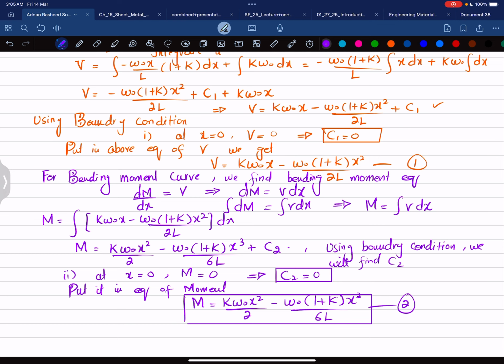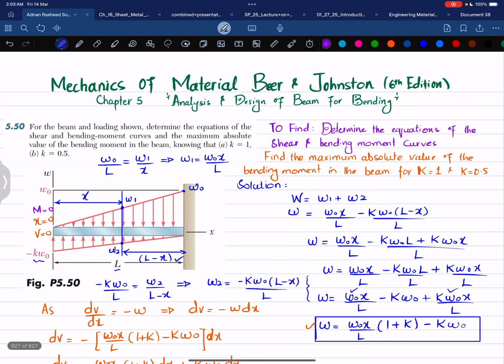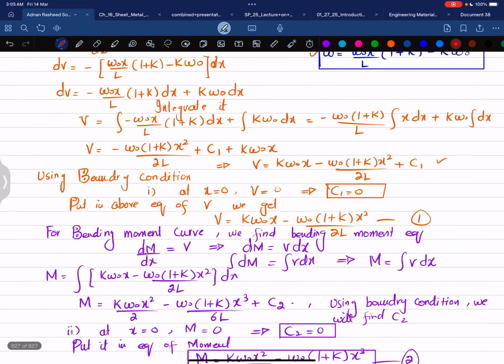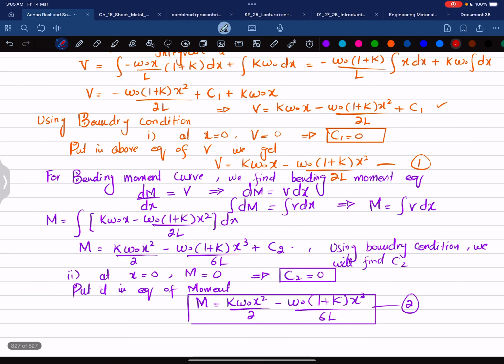Now we have solved the first part, which is to determine the equation of shear force and bending moment curves. So let's move towards the second part. Find the maximum absolute value of bending moment in the beam for k is equal to 1 and k is equal to 0. So for that I have to write this equation and this equation on the next page. So let me write these equations.